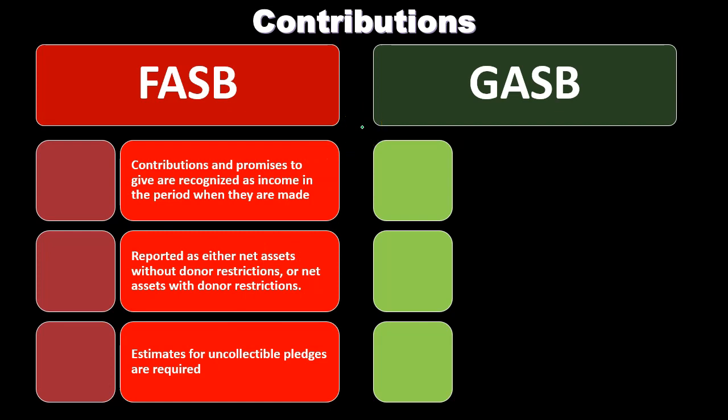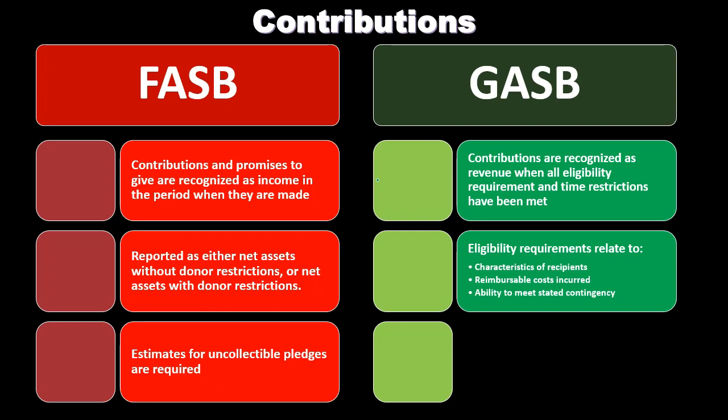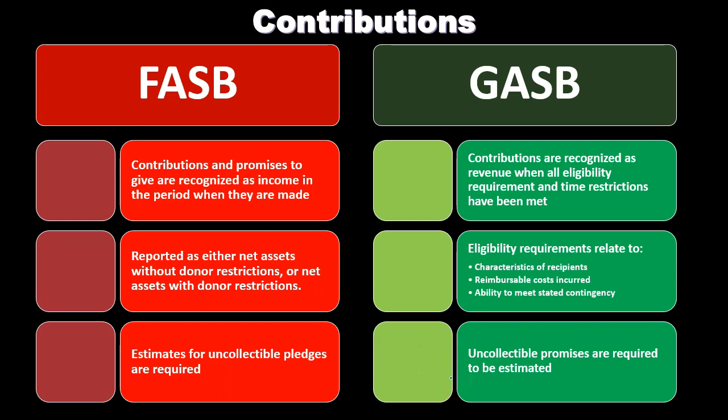For GASB, for governmental type of entities, contributions are recognized as revenue when all eligibility requirements and time restrictions have been met. Eligibility requirements relate to characteristics of recipients, reimbursable costs incurred, and ability to meet stated contingencies. The uncollectible promises are required to be estimated here as well. So we have to basically have an estimate for the uncollectible amount of the promises that are made.